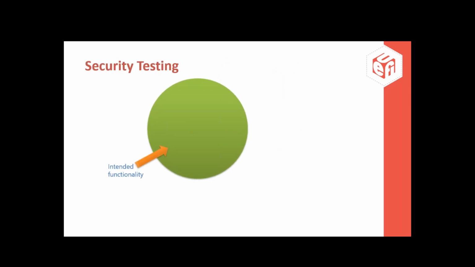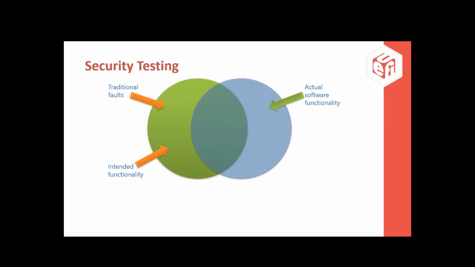So if we think about security testing in general, usually you have a program or some kind of interface with intended functionality, but when you actually run it, the functionality may differ. So what you're trying to do is ensure that the traditional faults are handled correctly within the static code. The unintended or undocumented functionality can be found out with more dynamic analysis or runtime.